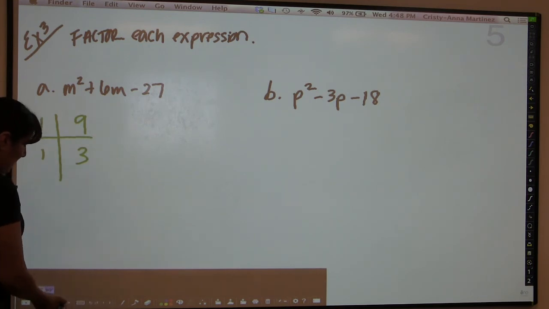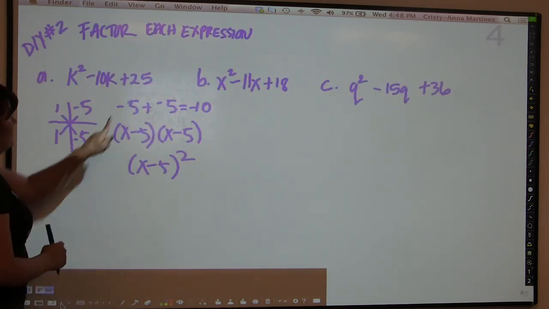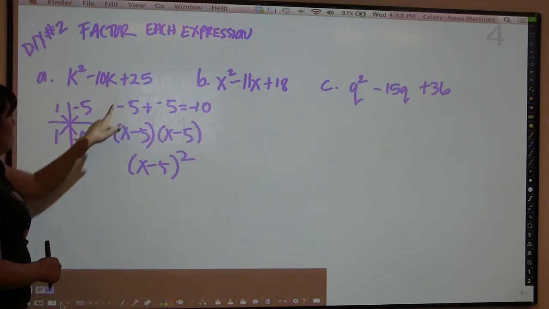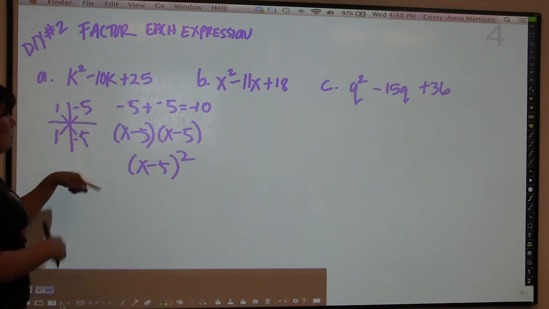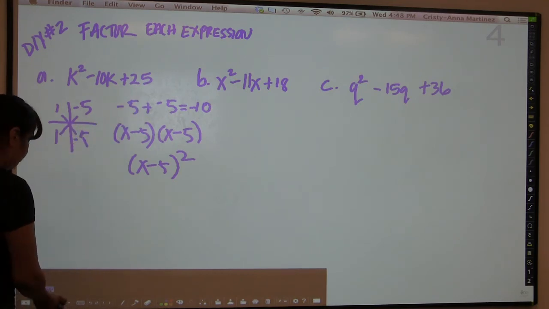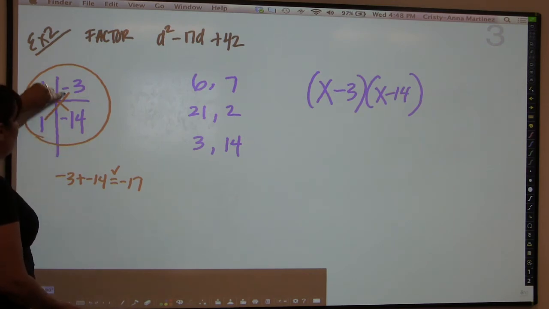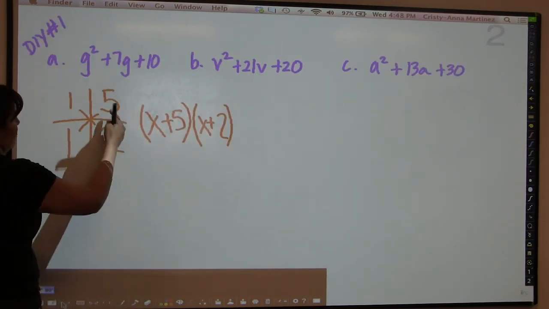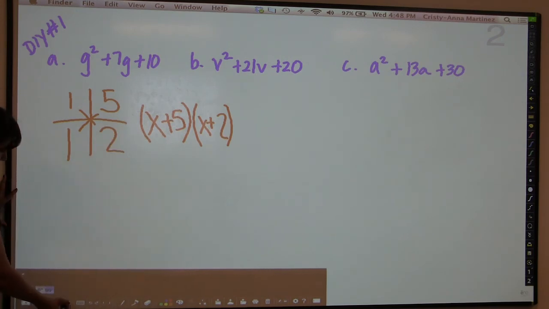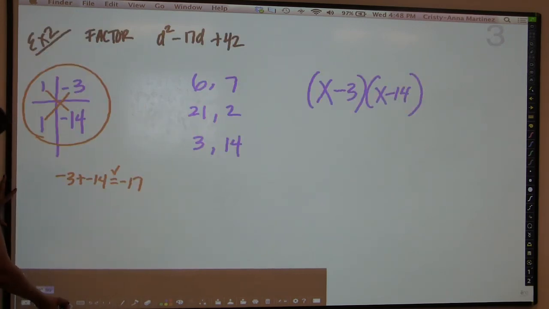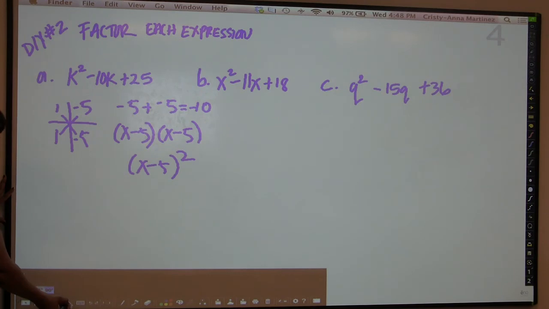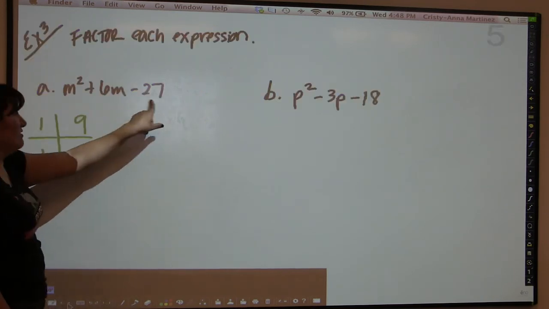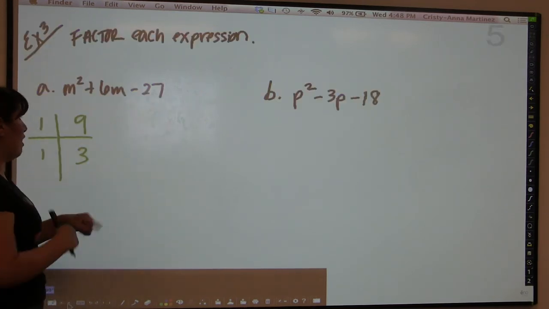And I should say that when you're over here, to get a positive C value, both of these have to be negative, or both of them have to be positive. Like in this case, both negatives make it positive. In my first example, we had plus 10, both positive. If you have a positive C value, then the factors have to have the same sign. But when you have a negative C value, the factors have to have opposite signs.